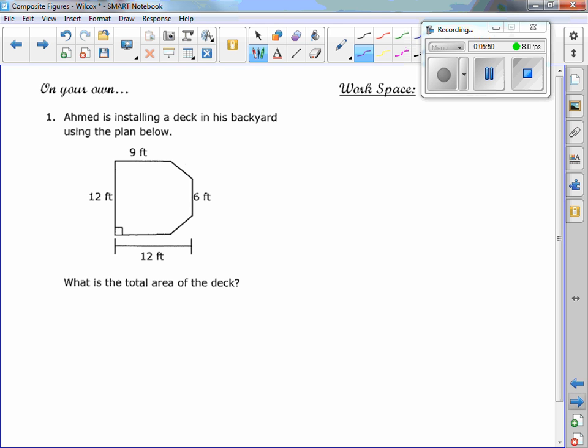You are going to divide it into 2 separate shapes, one of them being a trapezoid and the other being a rectangle. So take a minute and see if you can come up with the area of that composite figure, the area of the entire piece.